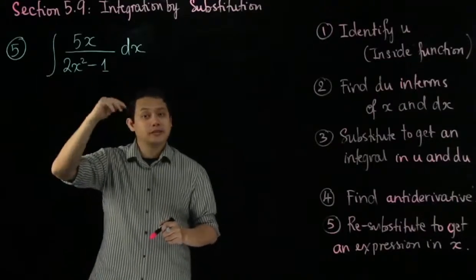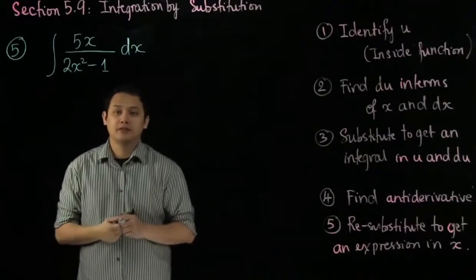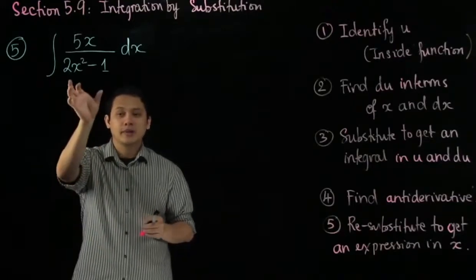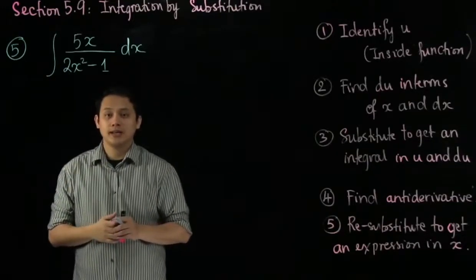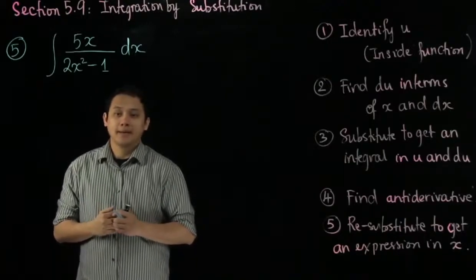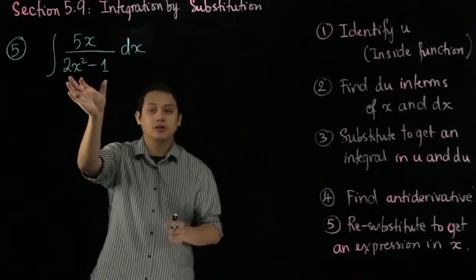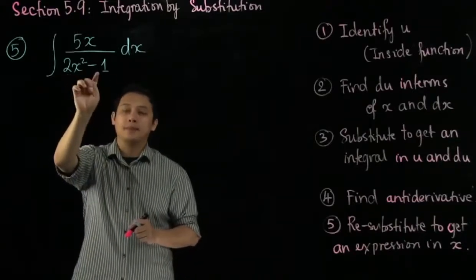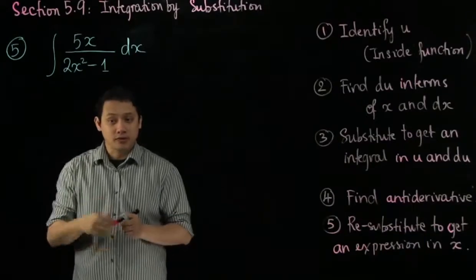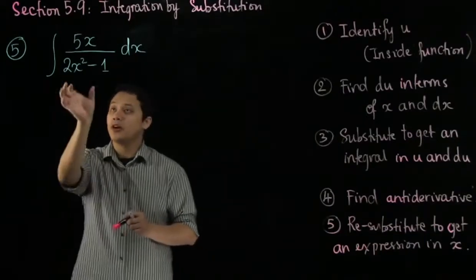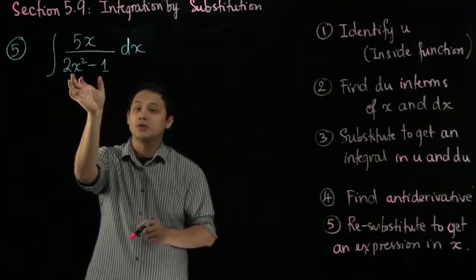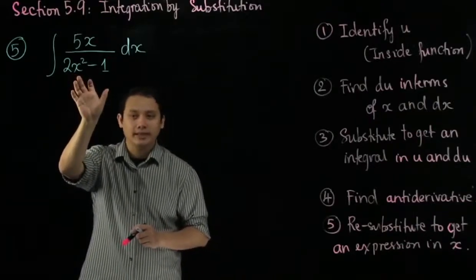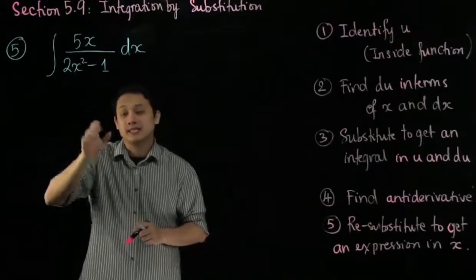For problem 5, this is the new type of integration by substitution. Anytime you see this kind of problem, identifying the inside function is a little bit hard because it's actually in the denominator of the function. In this case, 2x squared minus 1 is the inside function, because if you take the derivative of 2x squared minus 1, you have something related to x only. So that's why I have that as the inside function.